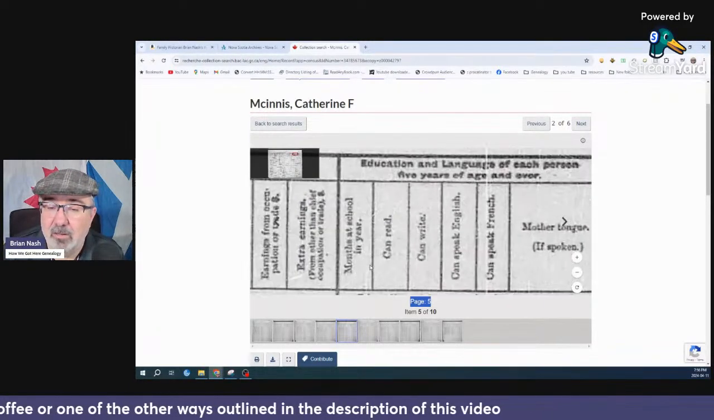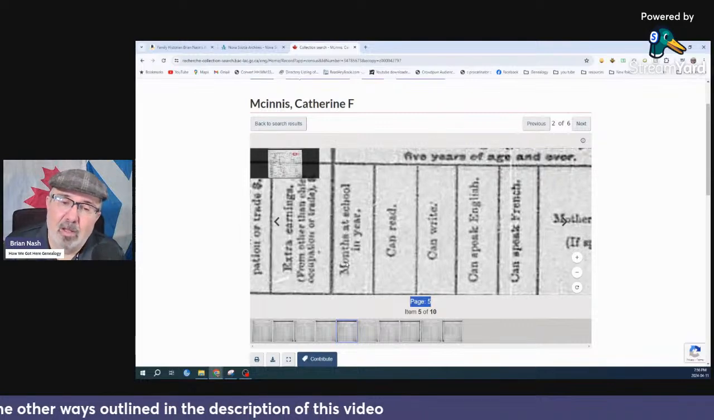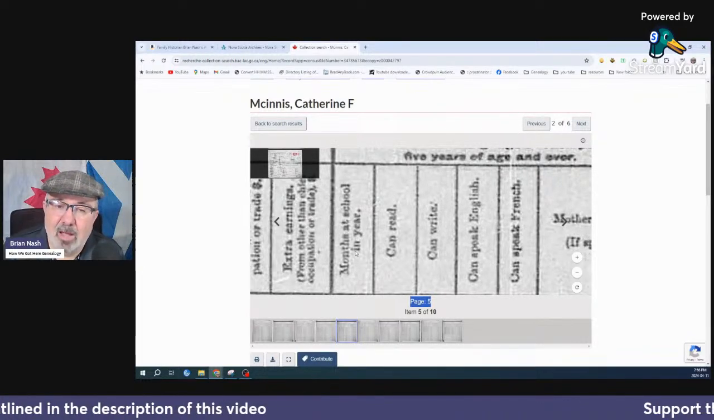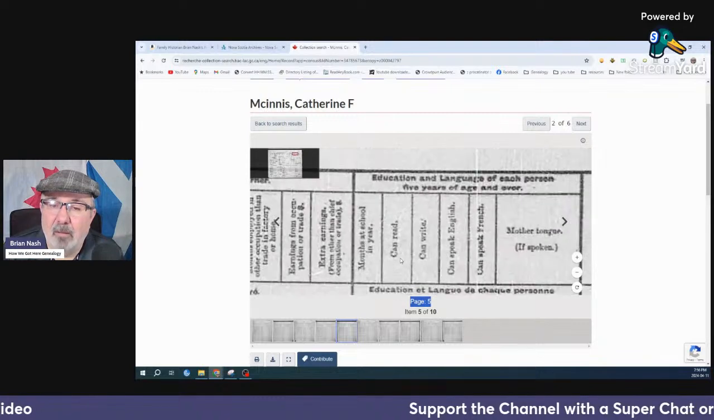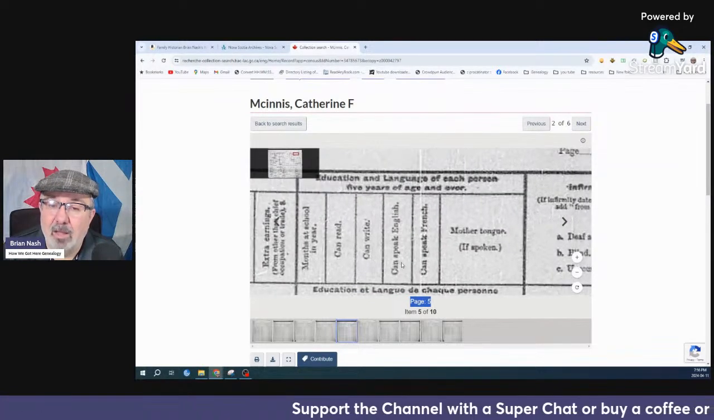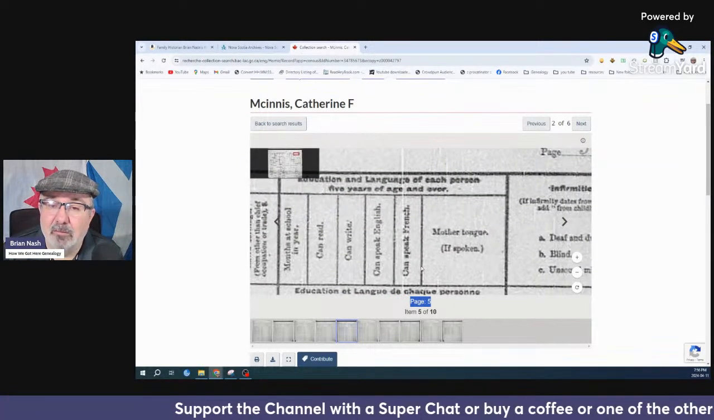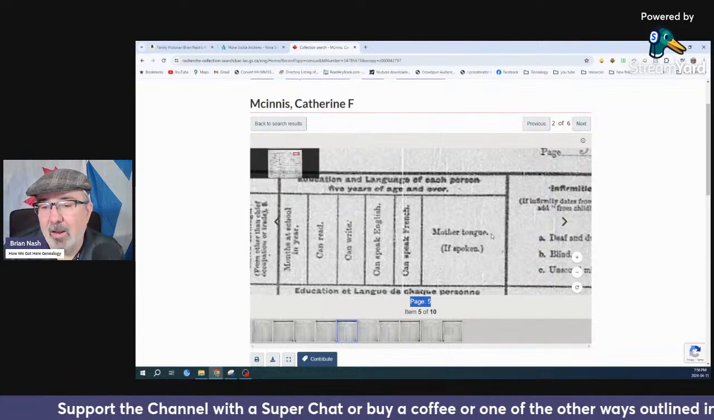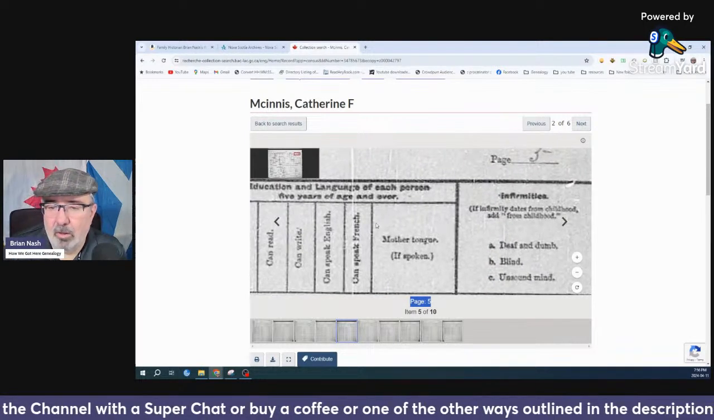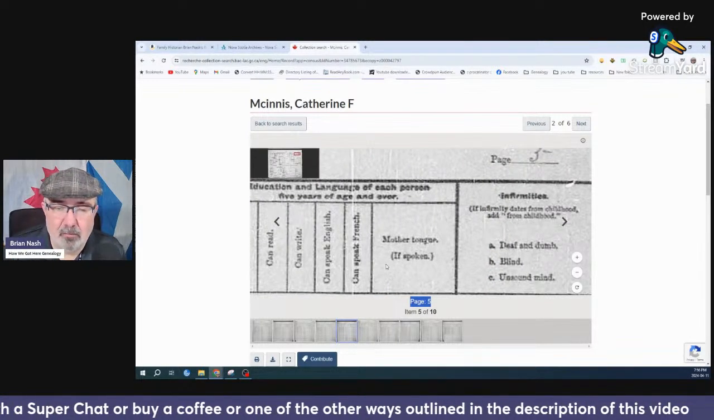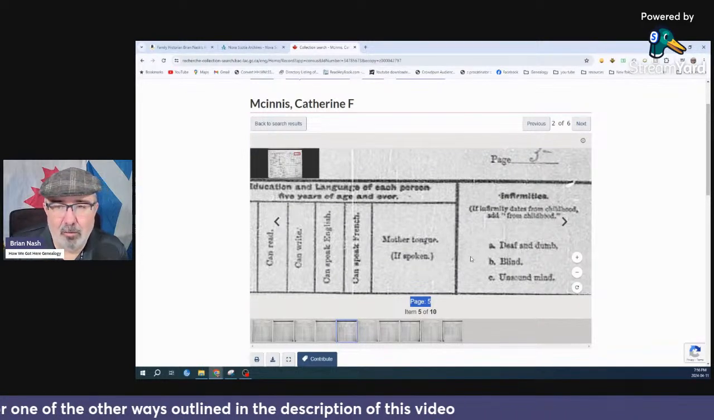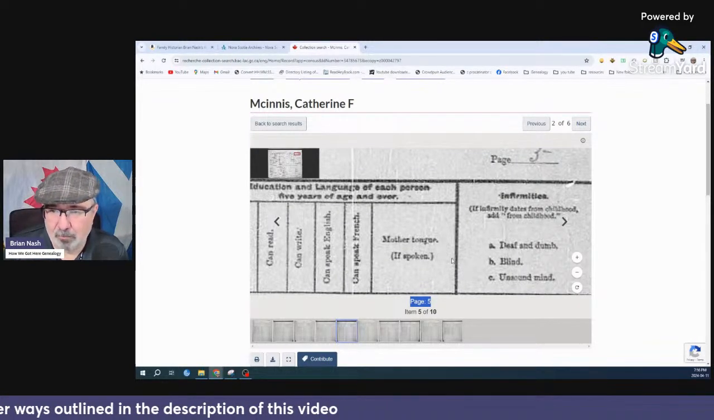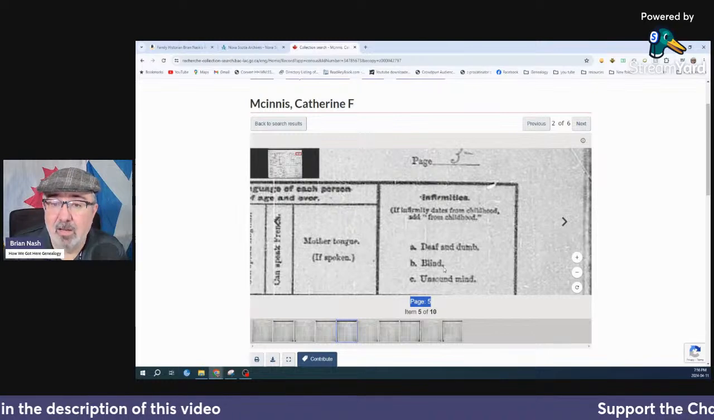There's a couple other things here. It has a great section on education. If there's a student, it asks how many months a year are they at school, can they read, can they write, can they speak English, and can they speak French? And this is a really interesting one: mother language, mother tongue if spoken. So this would be their first language. And then it has this section about infirmities.